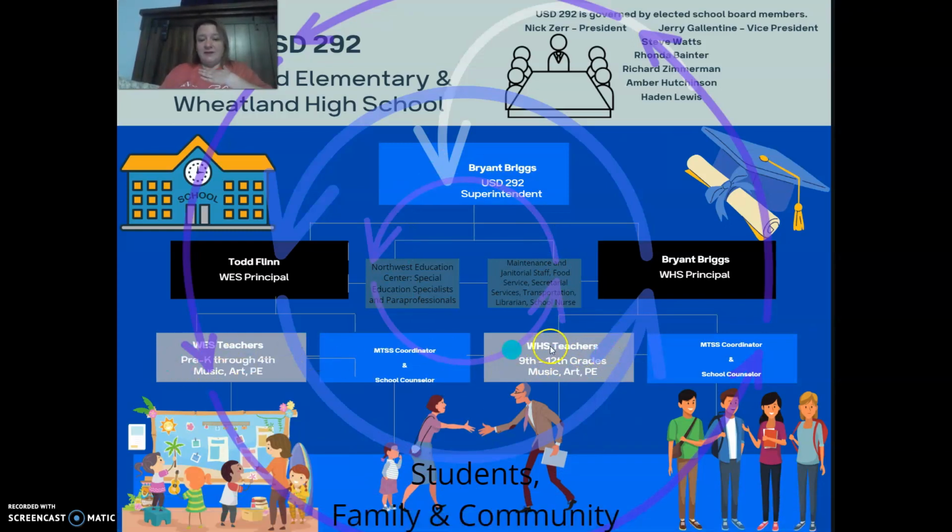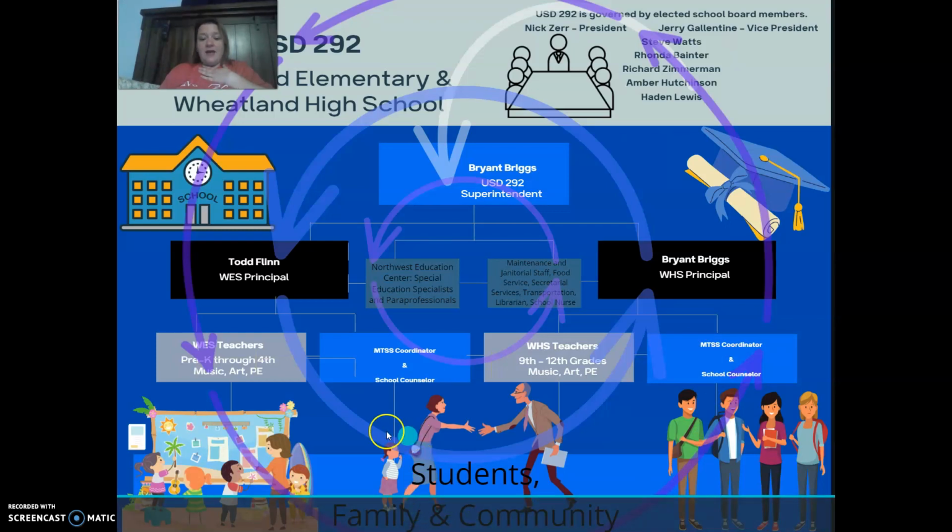In the third level here, I have our teachers. And we have our elementary teachers pre-K through 4th. And then we have music, art, and PE. And then we have our MTSS coordinator and school counselor. And that's at the high school. Our school counselor is the same for the high school and the elementary school, but we do have two different MTSS coordinators, one in each school.